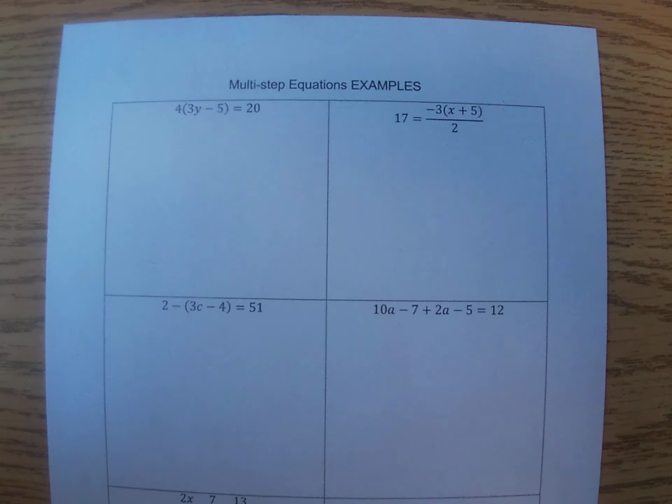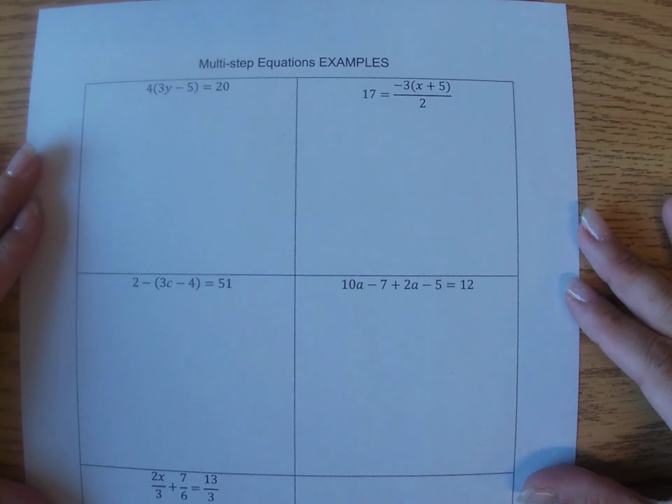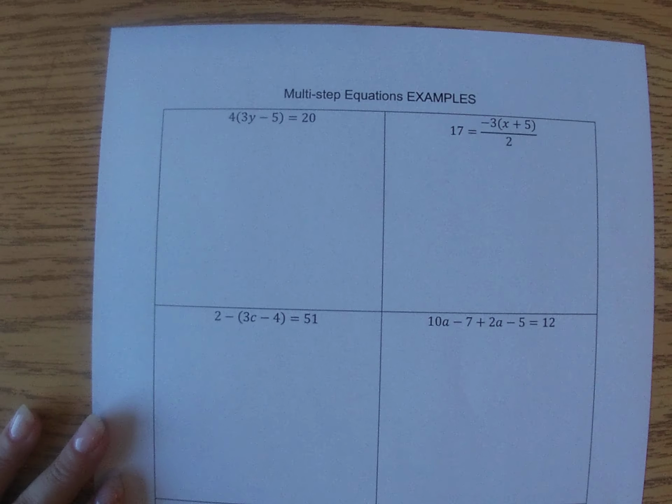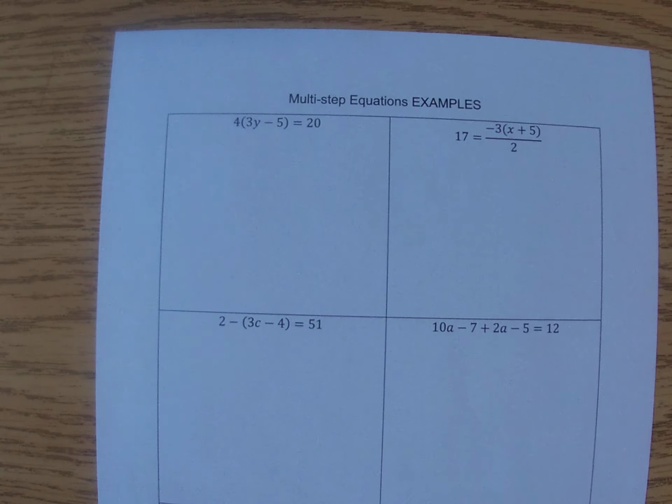So let's go through here and look at a few examples that have multiple steps and some weird things that we might come across. Okay, so our first example here, right? 4 times the quantity of 3y minus 5 equals 20. So I know a lot of my students are going to say, I just know where to start and I know how to solve that, and that's great.